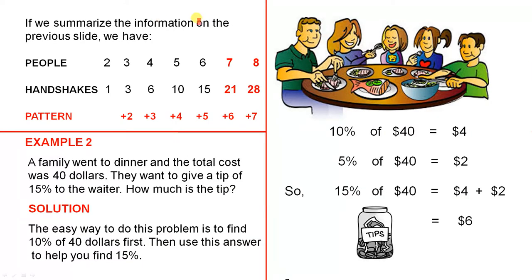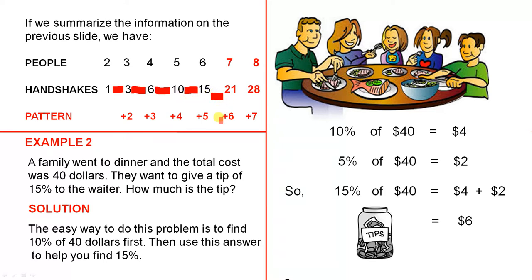If we summarise the information on the previous slide, we have 2 people, 1 handshake. 3 people, 3 handshakes. 4 people, 6 handshakes. 5 people, 10 handshakes. Look at the pattern. From here to here, that increases by 2, because 1 plus 2 is 3. From here to here, it increases by 3, because 3 plus 3 is 6. From here to here, it increases by 4, because 6 plus 4 is 10. So from here to here, it must increase by 5. 10 plus 5 is 15.